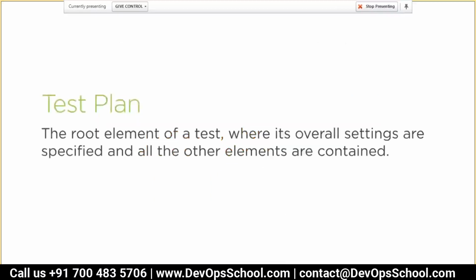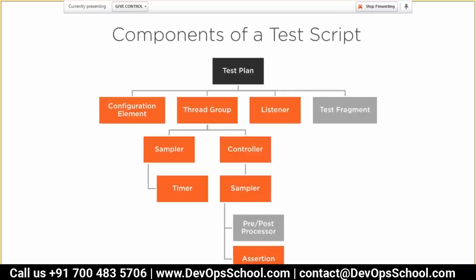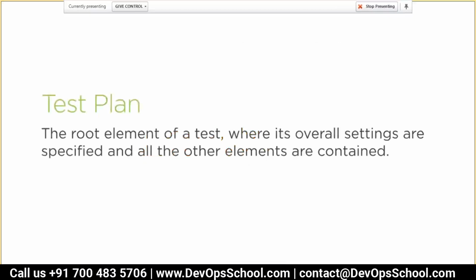Now, let's get started. So what is a test plan? The root element of the test, where its overall settings are specified and all the other elements are contained, is called the test plan. As you see here, the test plan has everything: configuration element, thread group, listener, test fragment, and many more. Basically it is the root in the hierarchy which includes everything, and one test plan is used for testing one application. It's like a project in JMeter.